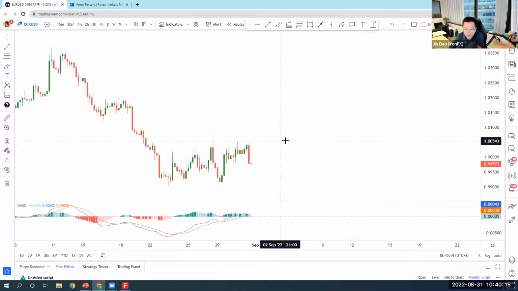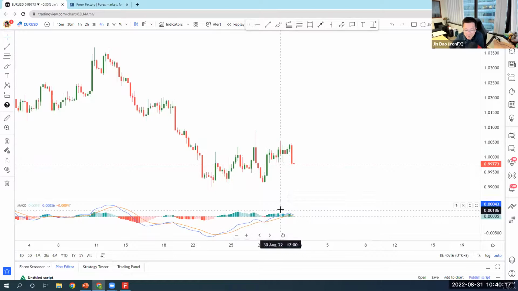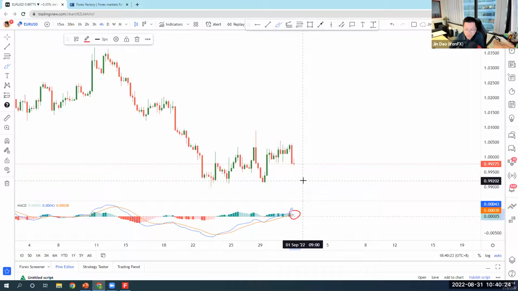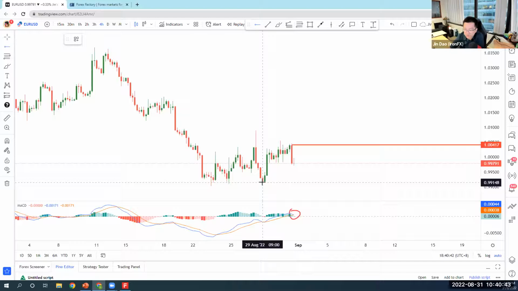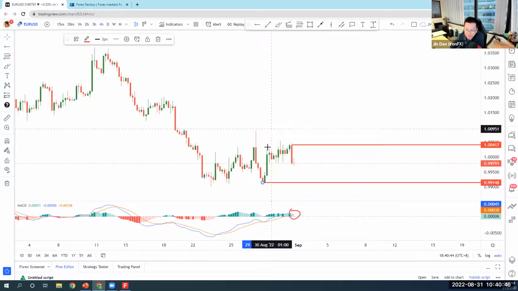This is the euro dollar on the H4 time frame. You can see that we do have a potential crossover forming towards the downside for the euro dollar on the H4 time frame. In this case, you would say that price has hit that resistance level of 1.0041. It's turning towards the downside. My next support level is at about 0.99.